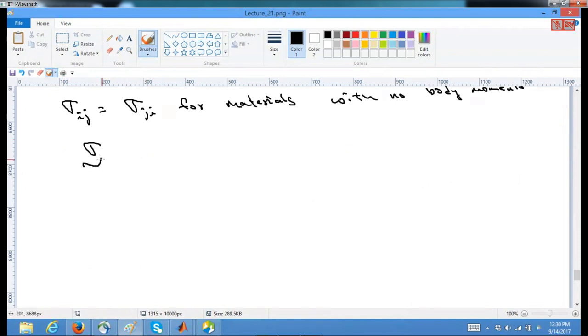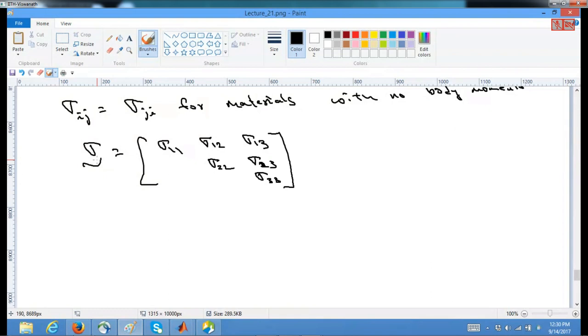So sigma tilde is also like sigma 11, sigma 12, sigma 22. Okay, so this is your stress state.